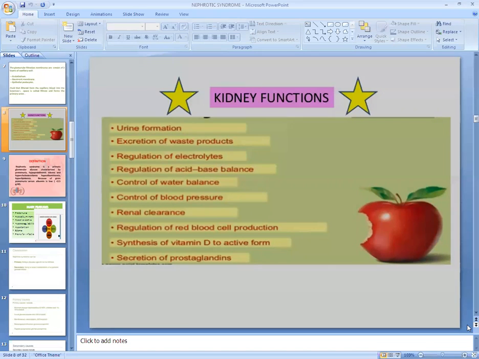Then synthesis of vitamin D. We already know the first part is synthesized in the skin and the second part in the kidney: its active form, 1,25-hydroxycholecalciferol, is synthesized in the kidney, along with secretion of prostaglandins. So the main functions: urine formation, excretion of waste products, regulation of electrolytes, acid-base balance, water balance, control of blood pressure by renin and the RAS system, renal clearance of drugs and toxins, regulation of RBC production by erythropoietin, and synthesis of vitamin D. These are the major functions of the kidney.